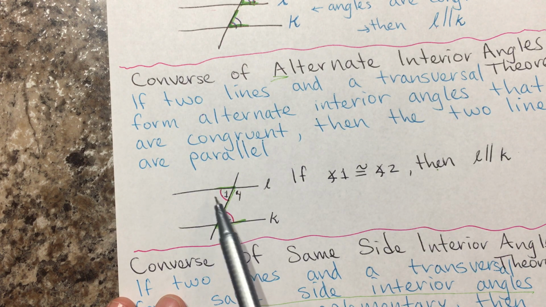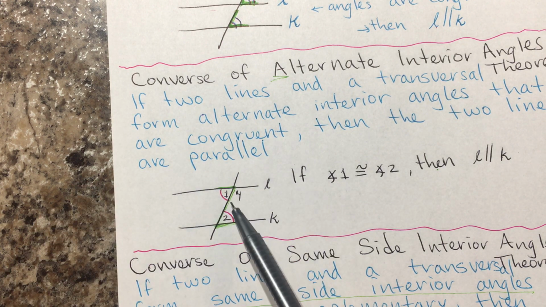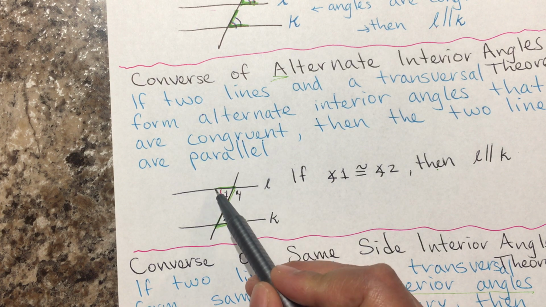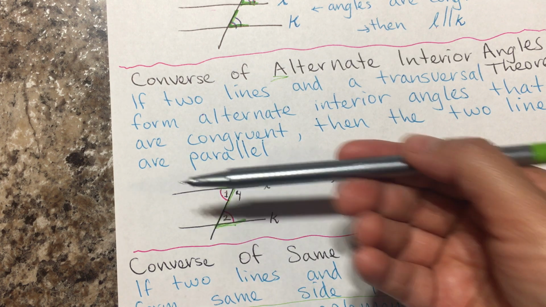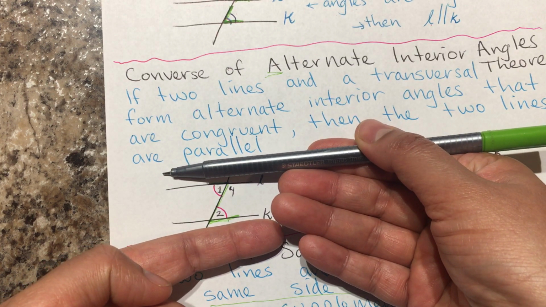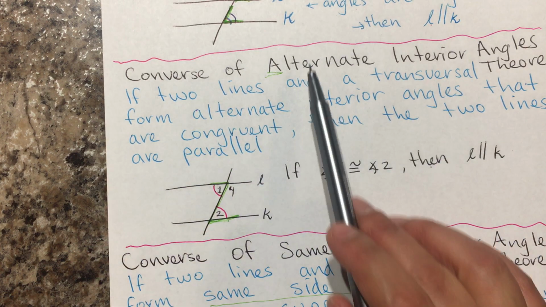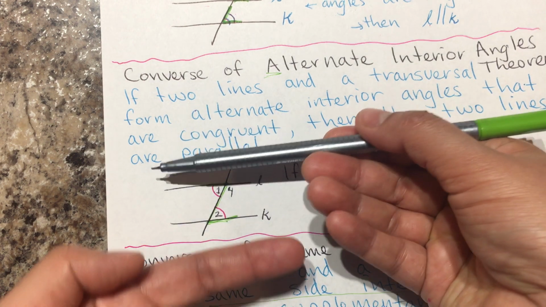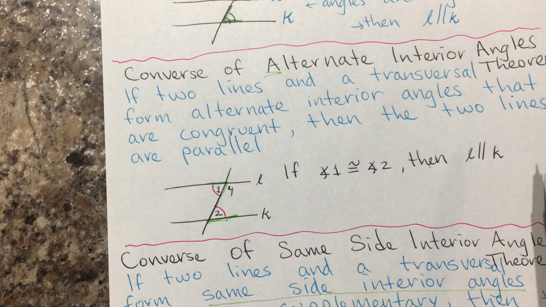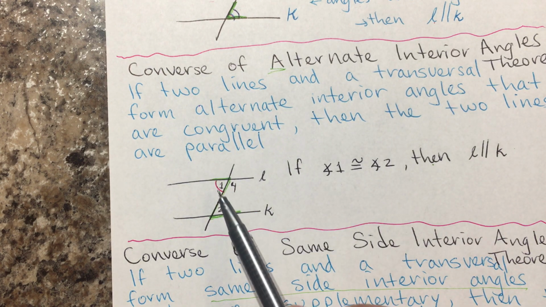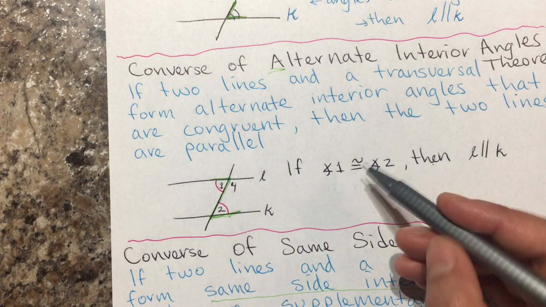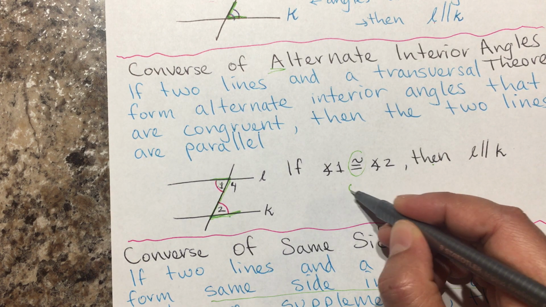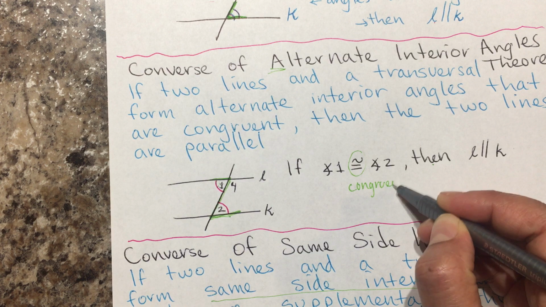Alternate because they're on the other side of the transversal. One is on one side and the other one is on the other side. And interior because they're inside of the parallel lines, okay? So alternate, one that way, one that way. Interior, inside of the parallel lines. And these are also congruent. They are the same measurement. This symbol here means congruent. Okay?